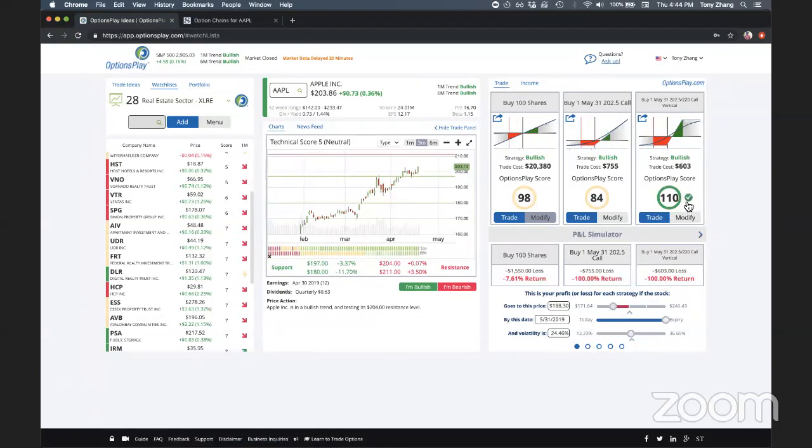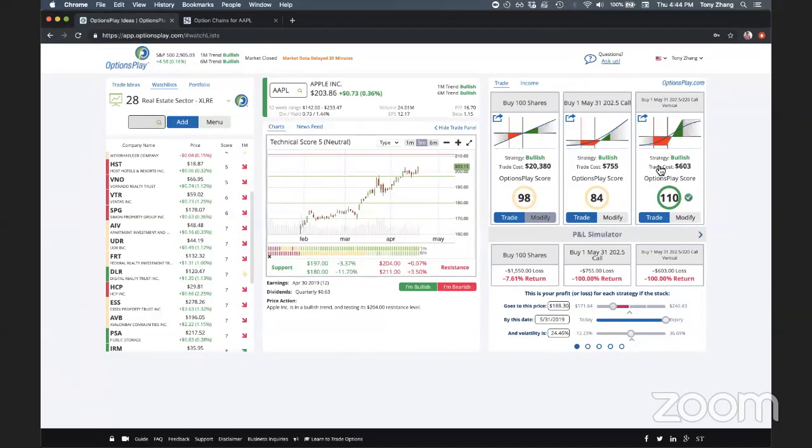That's why this strategy here on the right has the higher options play score. We've crunched the numbers and we tell you that this strategy here on the right will give you a better risk to reward in pretty much all scenarios. So we're accounting for potential losses and potential gains when we're calculating that score.